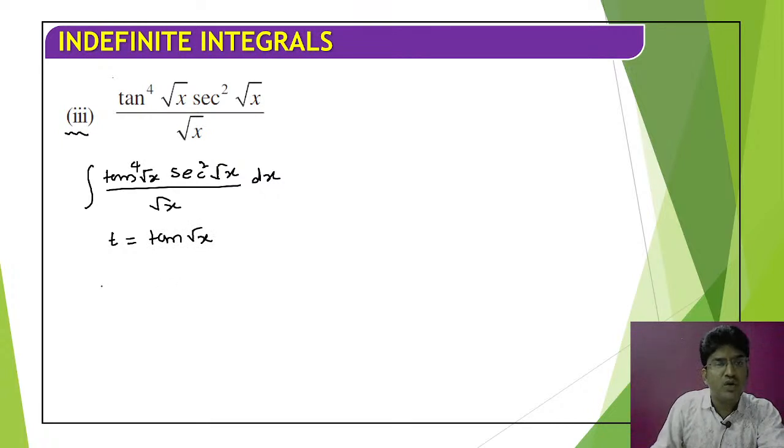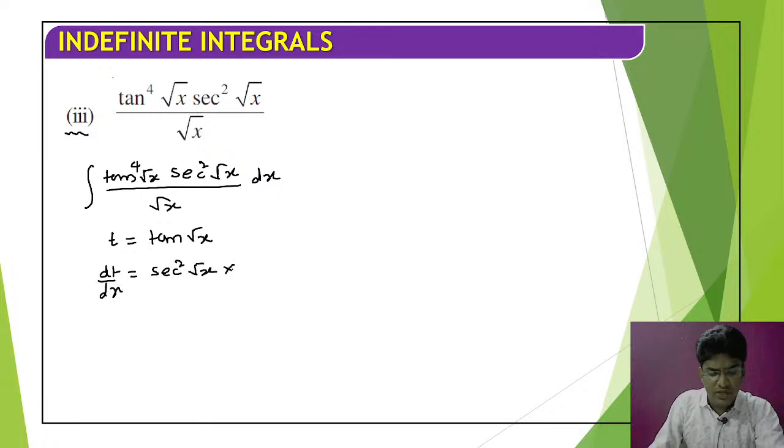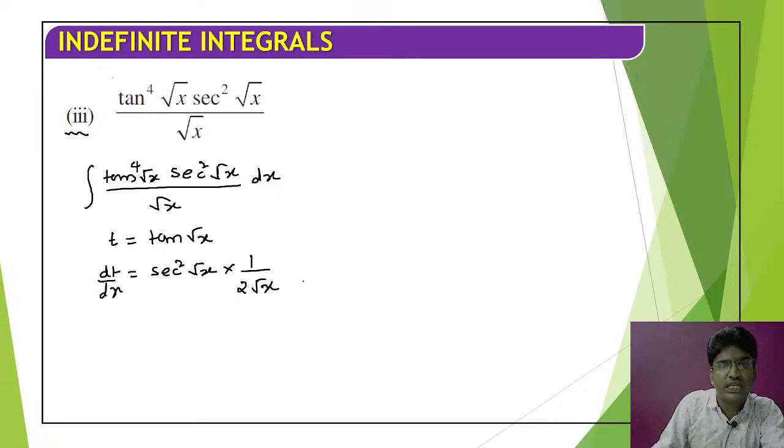T must be equal to tan root x. Not only root x, tan root x. Because you just see, if I differentiate this, what am I going to get? If I differentiate this with respect to x, I am going to get dt by dx is equal to, what is differentiation of tan? Secant squared root x. And what is differentiation of root x? Differentiation of root x is 1 by 2 root x.